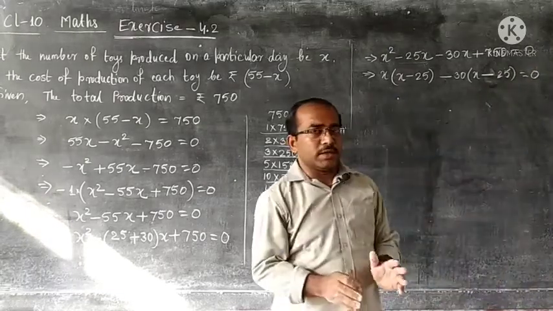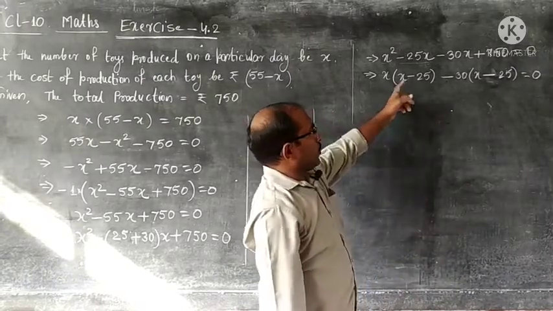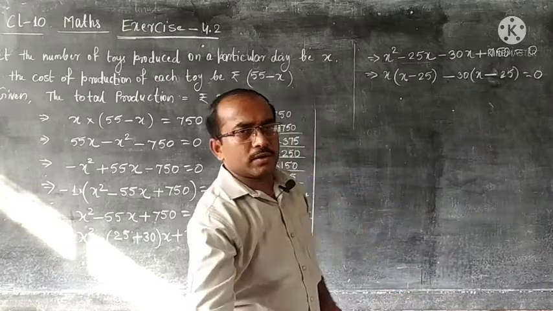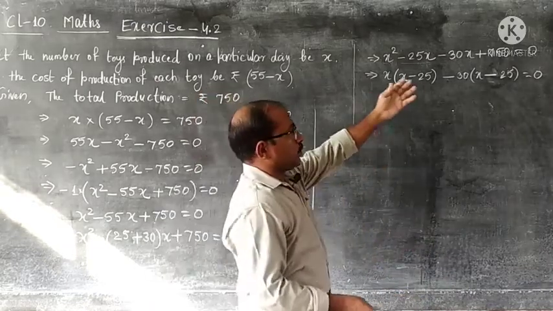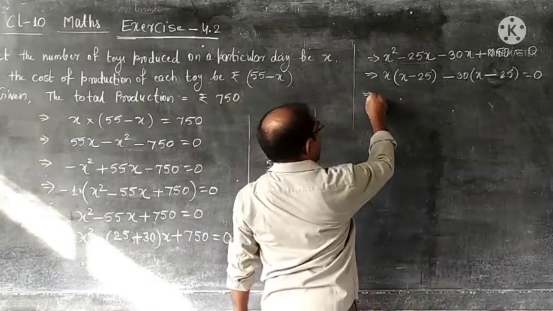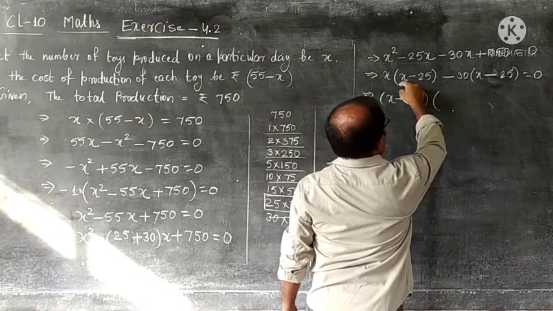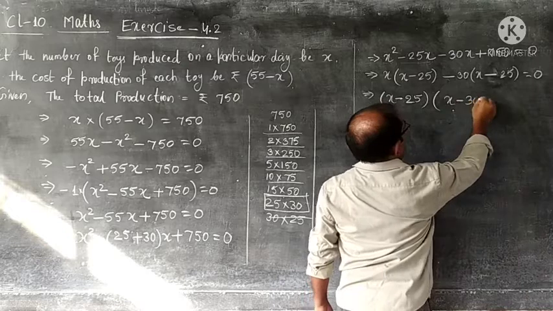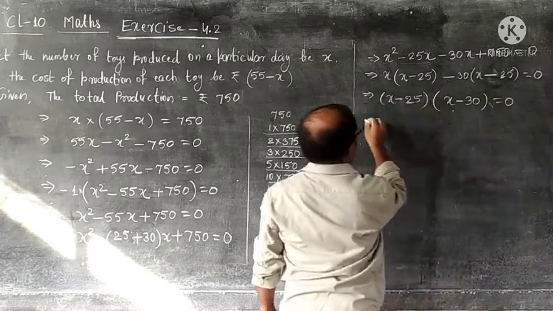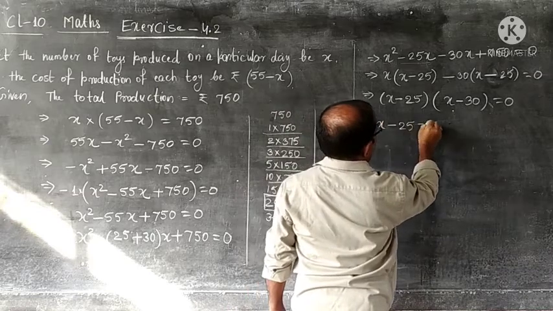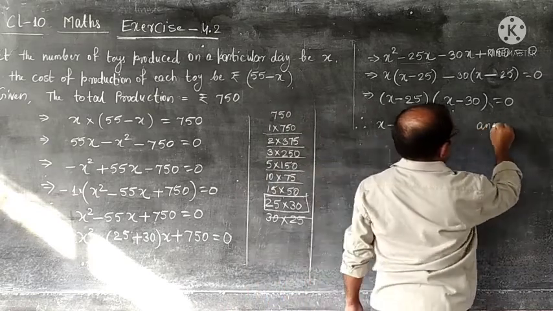After taking common, we see in these two brackets the same term will be there. We find that is correct. x minus 25, x minus 25. Again we take that common, and remaining here, x minus 30 is equal to 0. Now factorization is completed. We separate to find the factors.